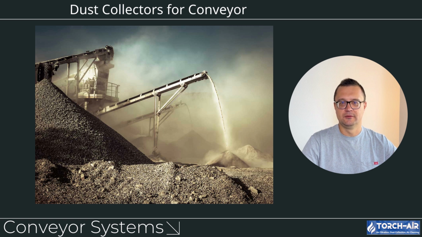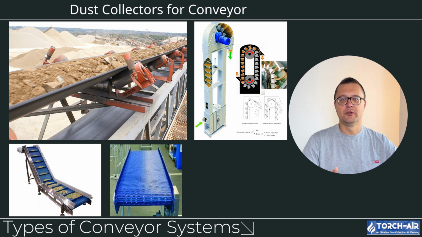Types of conveyor systems. First, let's look at the different types of conveyors. Each conveyor type presents its own dust control challenges based on how it moves material. Belt conveyors, the most common conveyor type, often used for transporting bulk materials like gravel, coal, or grain. Dust tends to accumulate at material transfer points. Screw conveyors. These enclosed systems are ideal for transporting dry bulk materials, but dust can still escape at loading and discharge points.